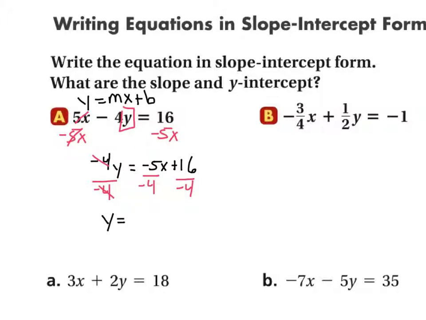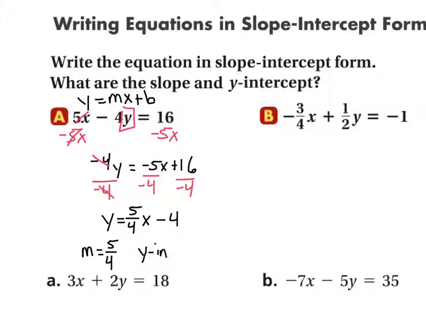So y equals, now a negative divided by a negative is a positive 5/4 x, and 16 divided by a negative 4 gives me negative 4. So, what is our slope? 5/4, yeah. What is our y-intercept?